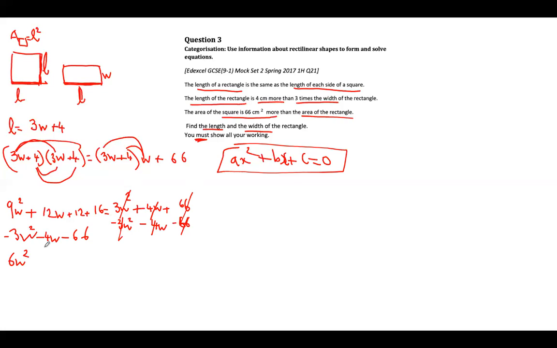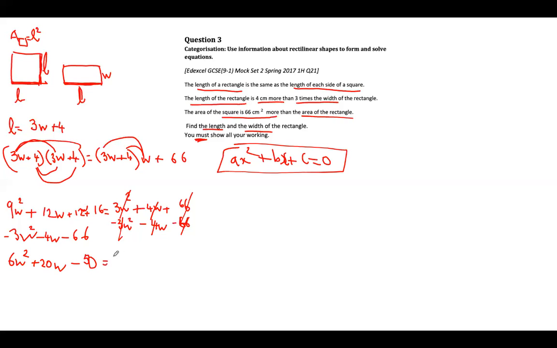12w minus 4w makes 12w minus 4w for 12w plus 12. This one should be 9w to the power of 2 plus 12w plus 12. This one here should be w, plus 12w. So plus 12w plus 12w minus 4w becomes plus 20w. And then minus 66 plus 16 becomes minus 50.